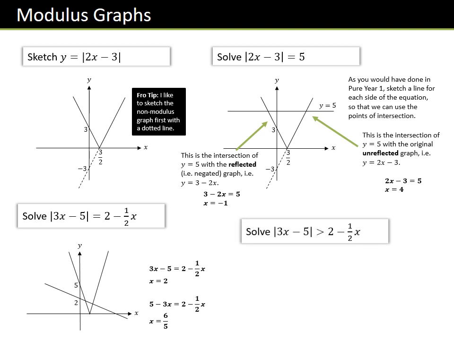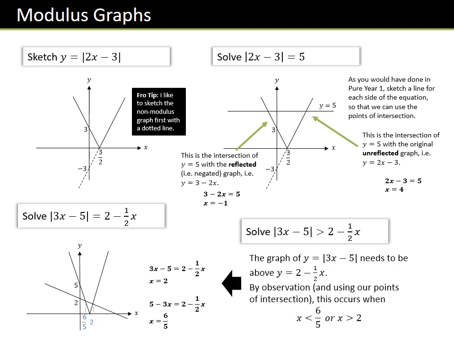Now this time I want to solve this for where this is greater than 2 minus a half x. Well, I've already done the bulk of the work here. So all I need to know is the points where the graph of my modulus function is above my other graph. So I'm going to look at where my points of intersection are, and I can see that this modulus function is above in this arm here, and it's above in this part here. So I just need literally to write that part in like so.